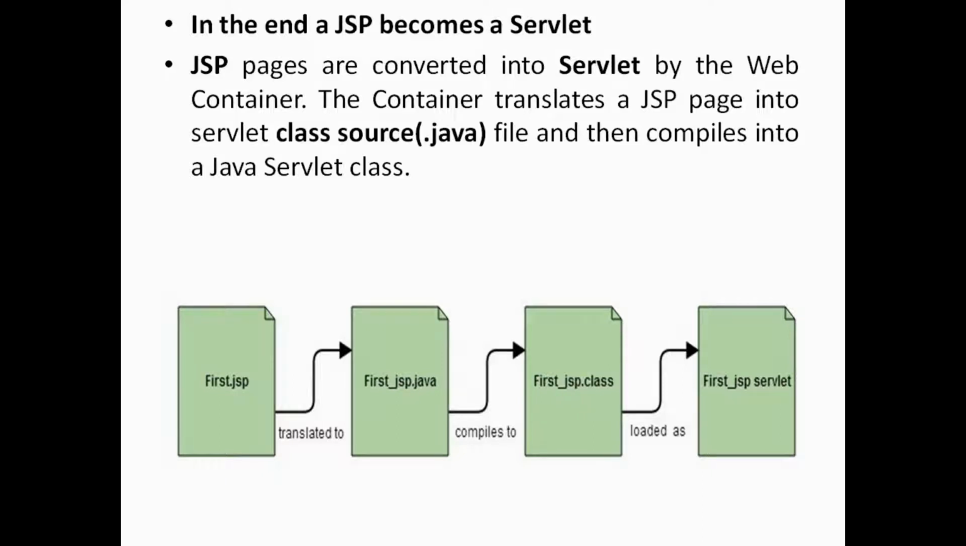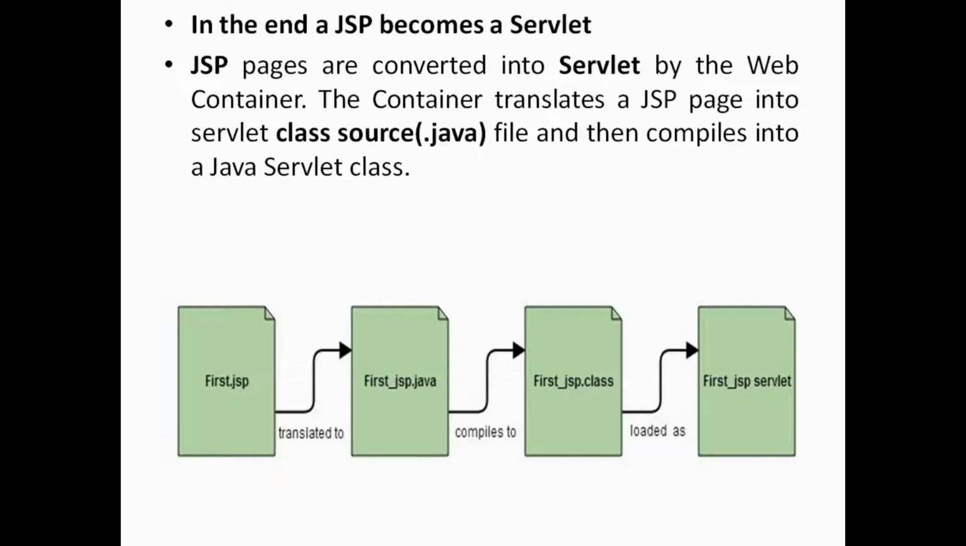Let's see. First, consider an example, first.jsp. It is translated into first.java, meaning whatever tags are related to JSP will be translated into Java form. For example, take out.println. If these statements are in JSP format, they will be translated into Java format, meaning System.out.println, like that. After compiling, it generates a class file. After loading, it finally becomes the first JSP servlet.